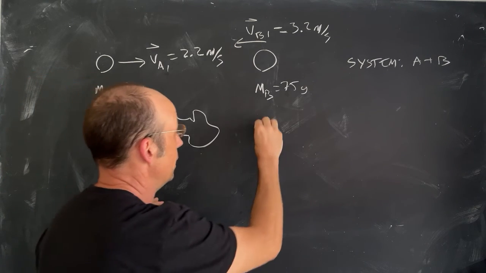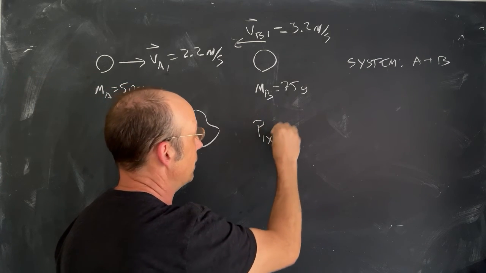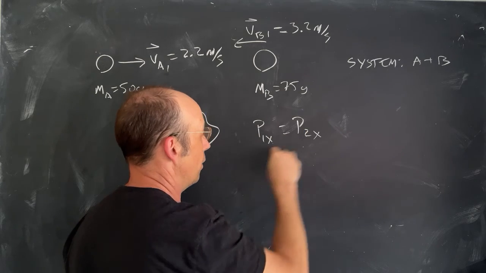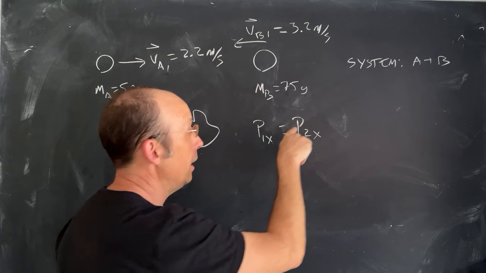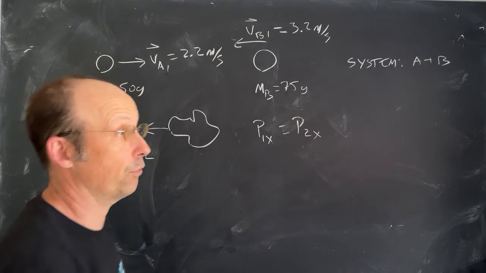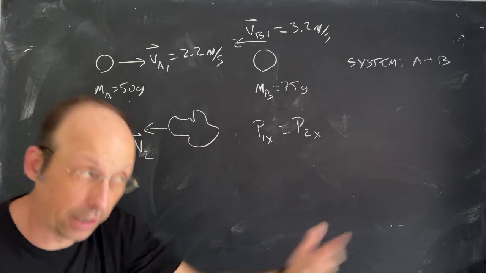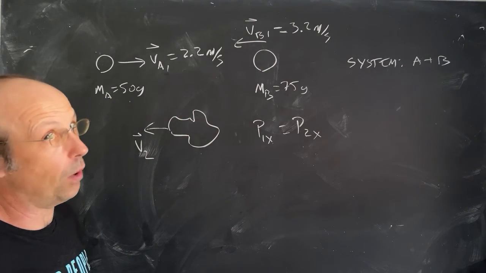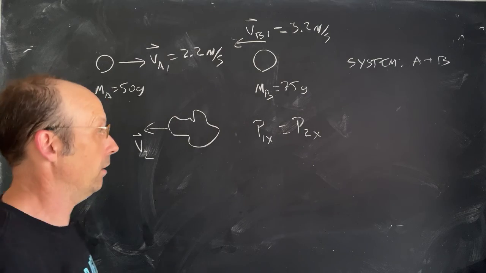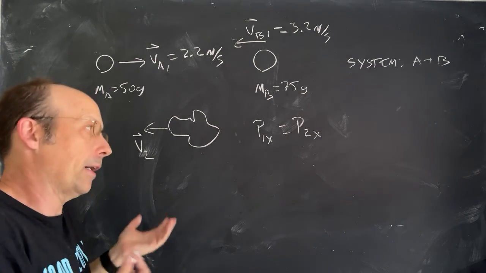So I can write this as P1x is P2x. So the total momentum in the x direction before is the total momentum in the x direction afterwards. The same is true for the y direction, but there's nothing happening in the y direction, so there's no point even writing that down.